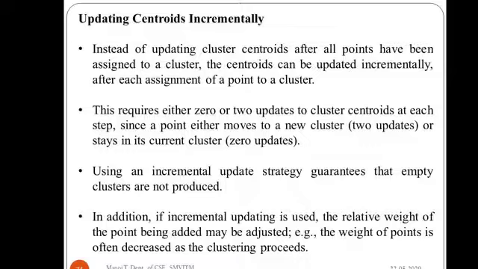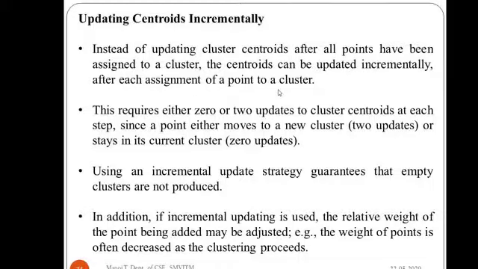Earlier, we were updating the cluster centroids once we had assigned all the points to the closest centroids. If I have 50 or 100 data points, we assigned those points to the closest centroids available. Once one iteration is over, we recomputed the centroids. Now, instead, we are going to update the centroids incrementally after each assignment of a point to a cluster.